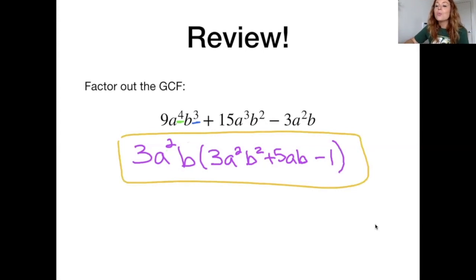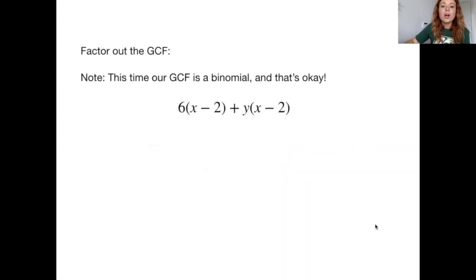Okay, so with factoring with grouping, we're going to see that we still have to use these GCF skills, but this time our GCF is going to be a binomial. So let's look at this problem. Let's factor out the GCF in this problem. So this time our GCF is a binomial, which we learned before spring break means that there are 2 terms. So this time our GCF is x minus 2.